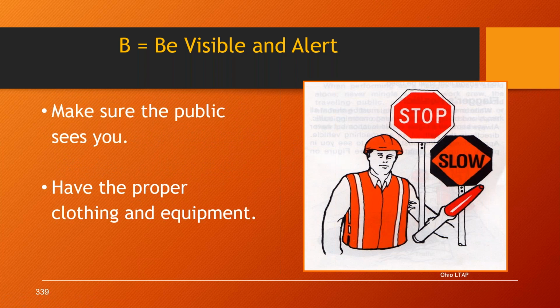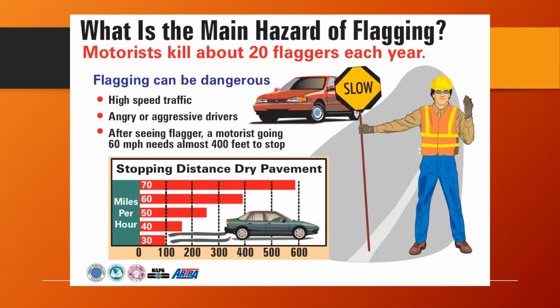Okay. So that is a part of the advanced warning area. That's why I included it in there. So that was the A. And then let's move on to the B, which is be visible and alert. We want to make sure that the public sees you, the flagger, and so you need to have the proper apparel and equipment.